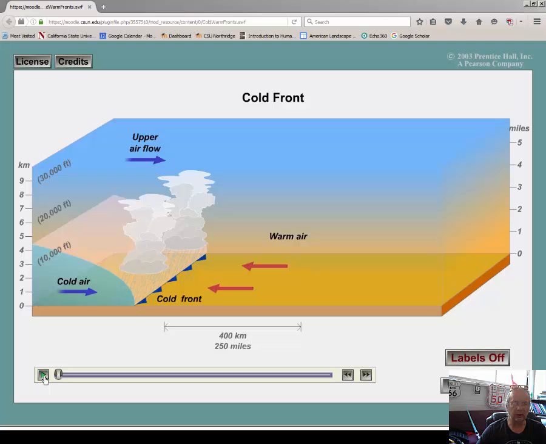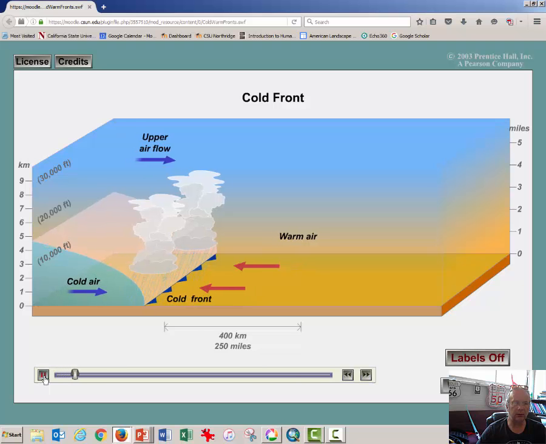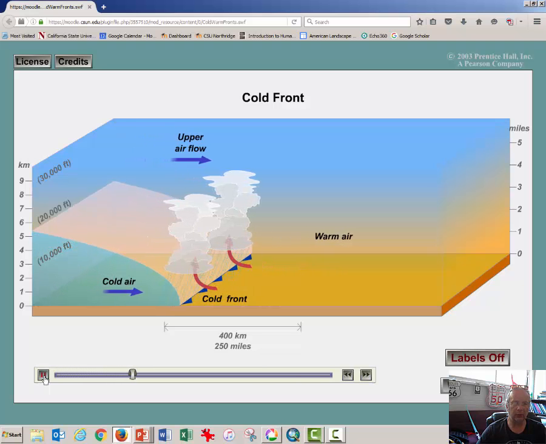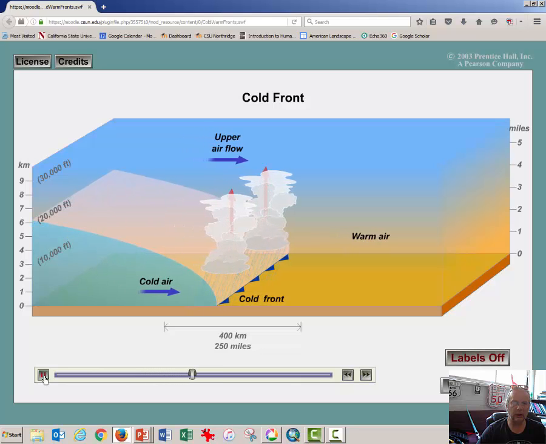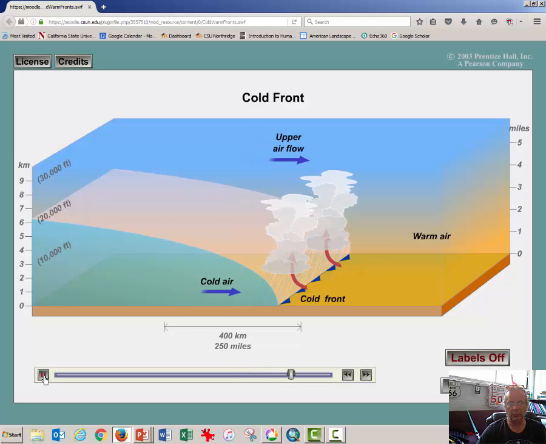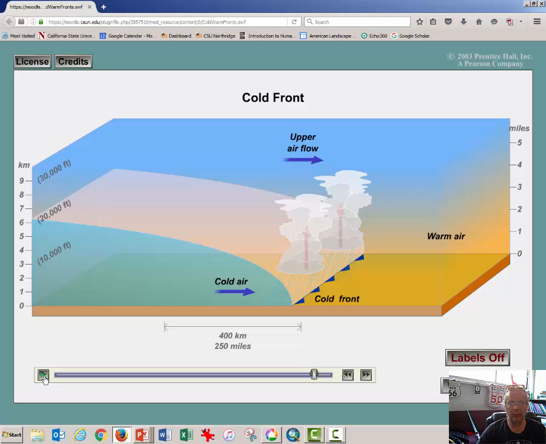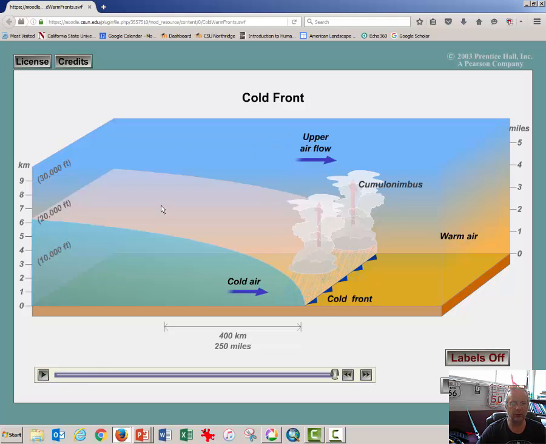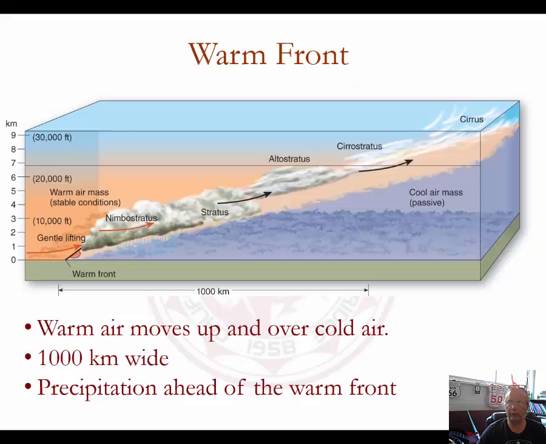Here's a little animation that shows how this works from a side view. Cold air moving into an area previously dominated by warm, perhaps moist air, forcing the warm, moist air up. Thunder clouds, cumulonimbus clouds, form at the leading edge of the cold front. In the rear of the cold front, once the cold air has established its dominance, clear, cold weather. A warm front operates slightly differently.